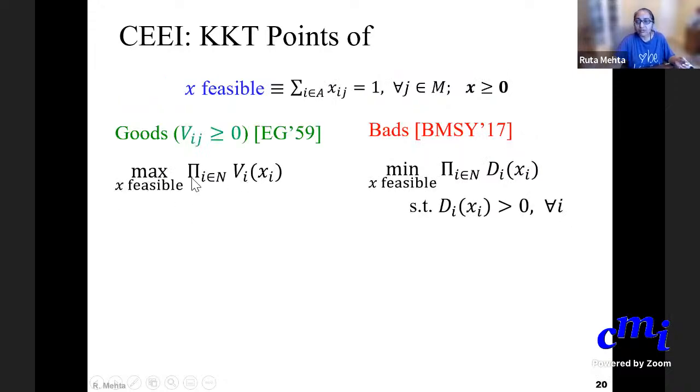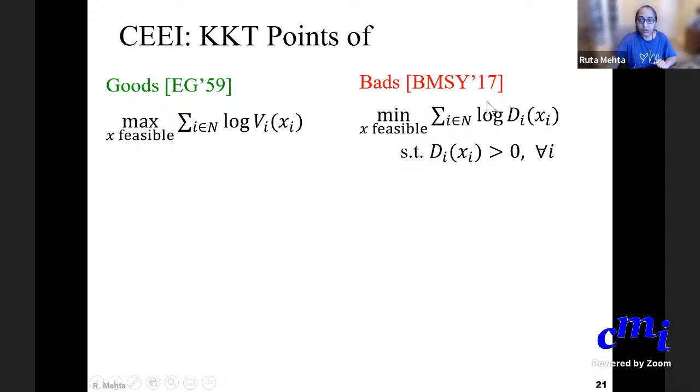Now I can take logs on both sides. If you take the log of A times B, what is it? Log of A plus log of B. Log is an increasing function, a monotone function, so I can safely apply logs and the problem is still going to be the same. So I apply logs on both programs, and this is what I get.